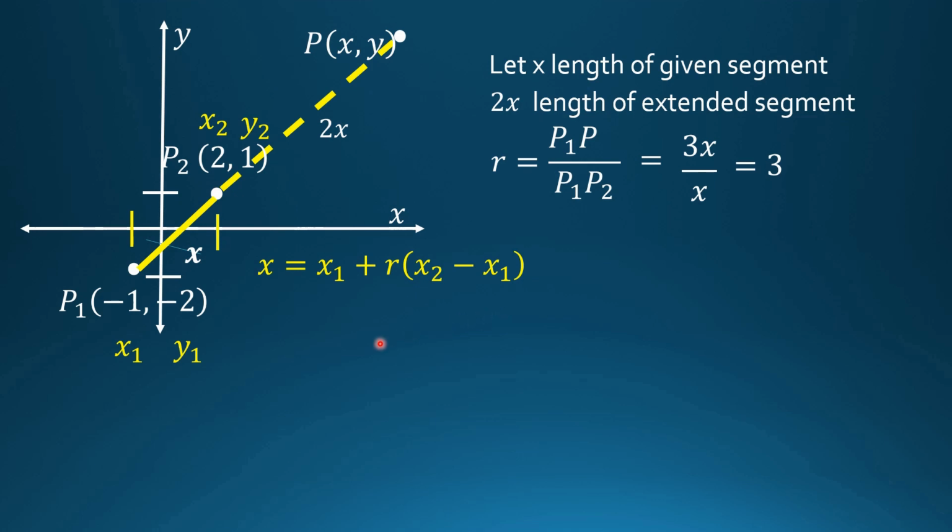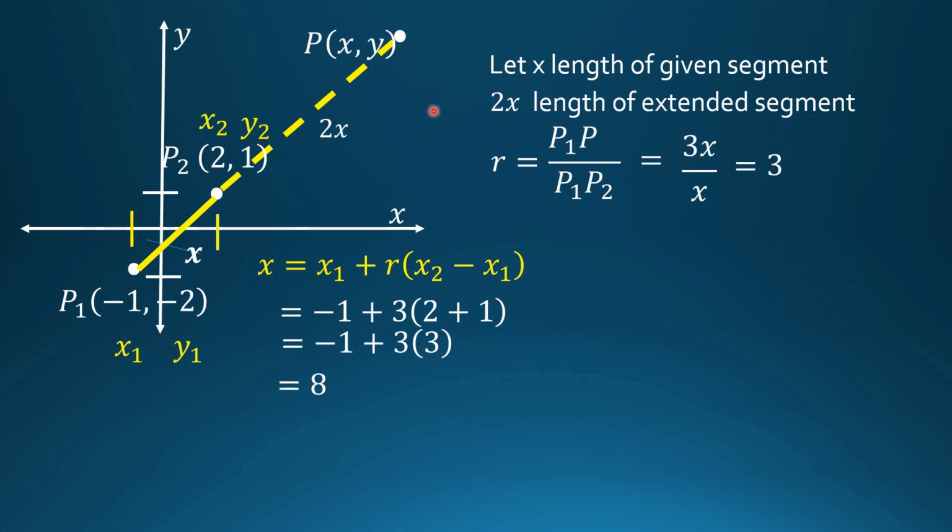We just substitute -1 for X sub 1, 3 for R, 2 for X sub 2, and then -1 for X sub 1. So this is now equal to -1 plus 3 times the quantity 2 minus -1, which becomes plus 1. So this is now equal to -1 plus 3 times 3, and this is equal to 8. So X is equal to 8.